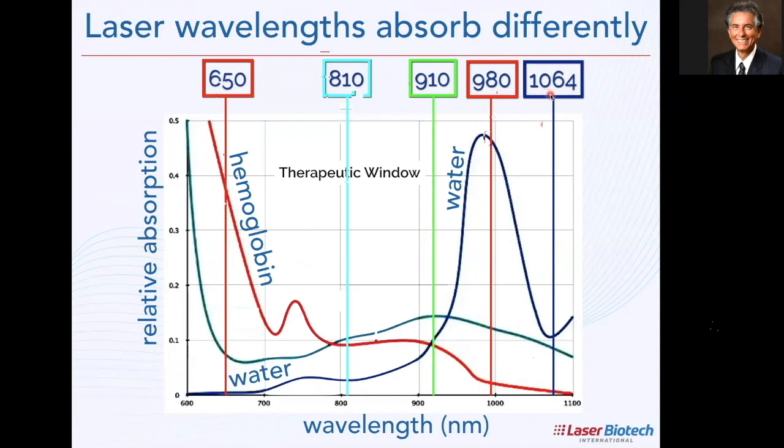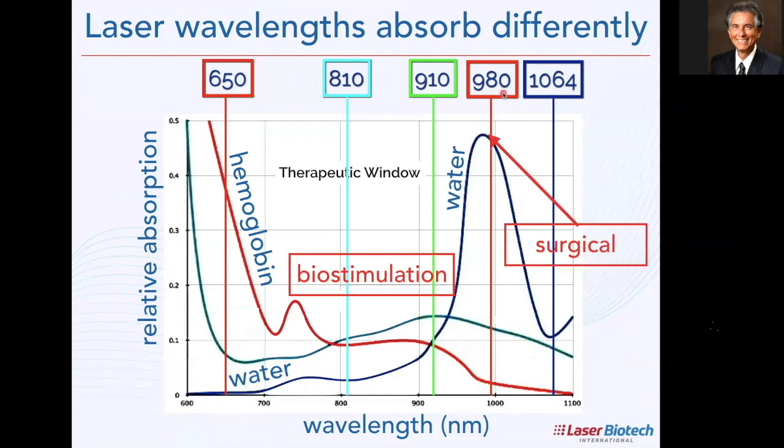1064, which is the wavelength for neodymium YAG, goes low again. So there are different properties for that. This is called the biostimulation window, what I'm referring to. Like I mentioned before, the 980, because it is absorbed readily by water, is a nice wavelength for soft tissue surgery. It doesn't cut bone, only soft tissue.